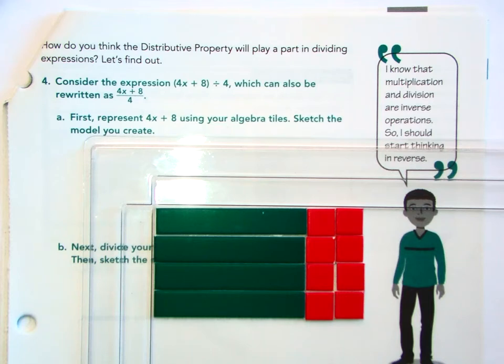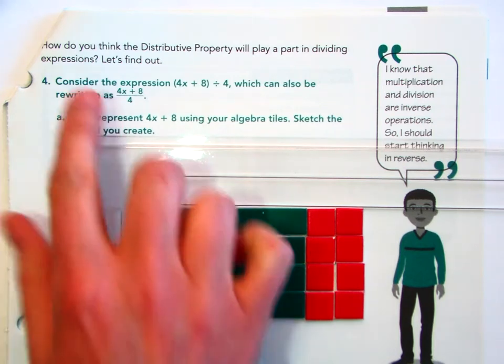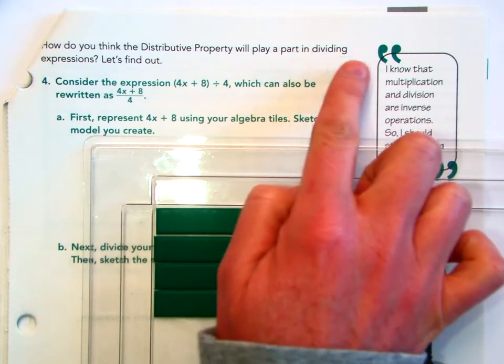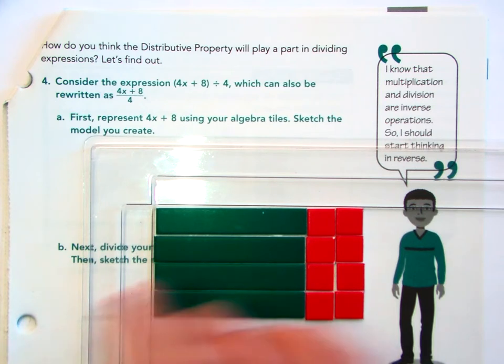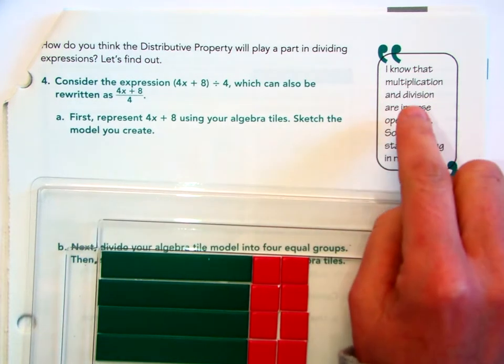Welcome back, Dragons. This is the second part of Activity 3.2. We're starting with number 4. How do you think the distributive property will play a part in dividing expressions? Let's find out. This character makes a really good observation here.